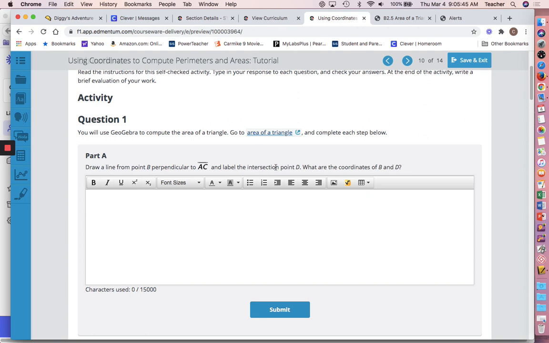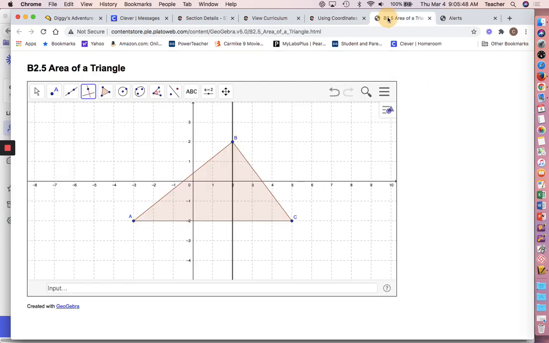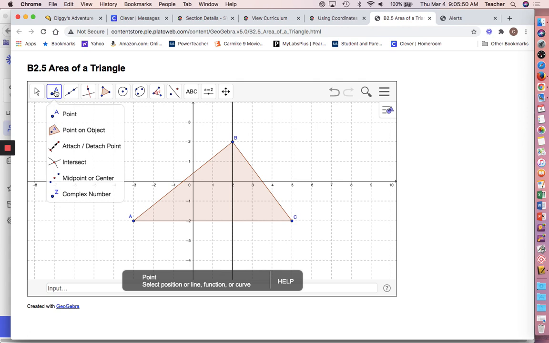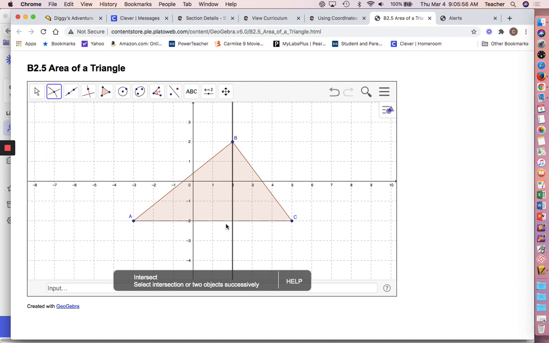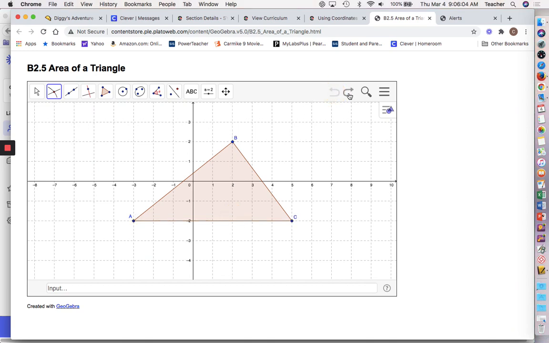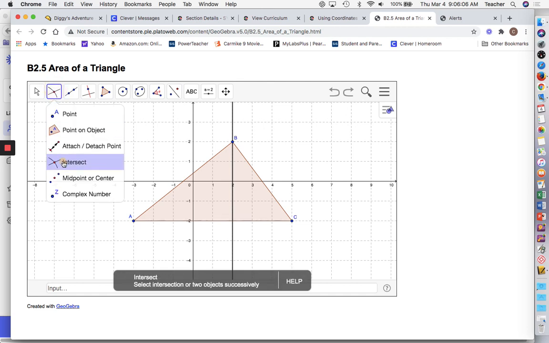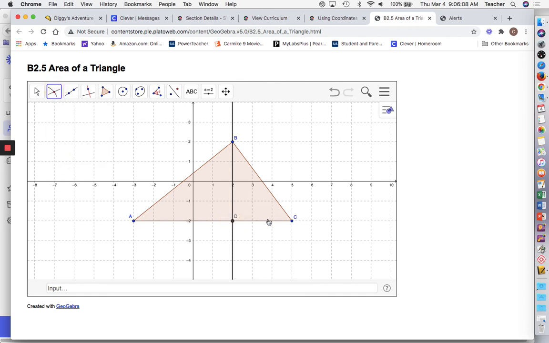All right, label the intersection of point D. Now remember, intersection is over here under the point. Don't click a point and put it there. You have to click on intersect. So I'm going to click on these two segments to fuse them together. And that is not what I meant to happen. Oh, let me go back. So I'm going to click on intersect, and I want them to click on a point. There we go.